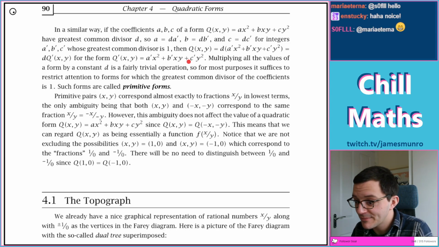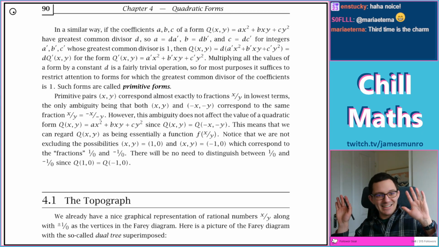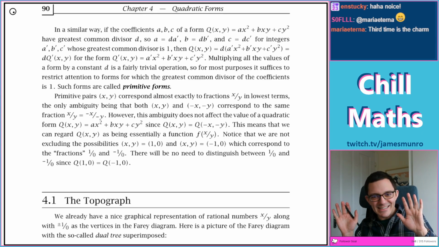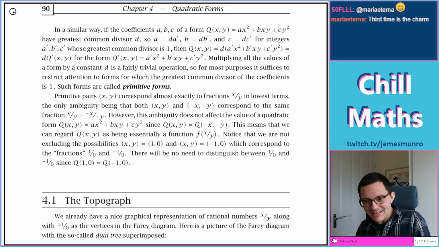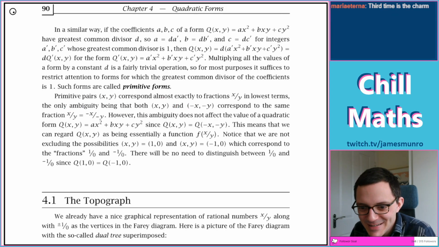Good stuff. Multiplying all the values by the greatest common factor, primitive forms, yes please. Primitive pairs correspond almost exactly. Here it is. We've done this so many times already: vectors are kind of a bit like fractions. The only ambiguity is that these things correspond to the same fraction, which does not affect the value of the quadratic form.